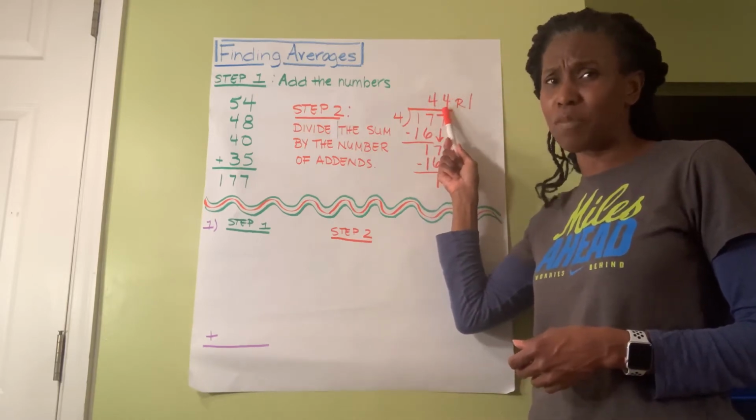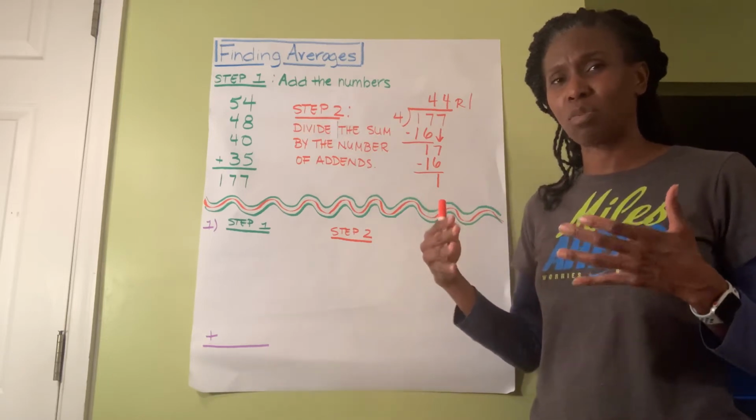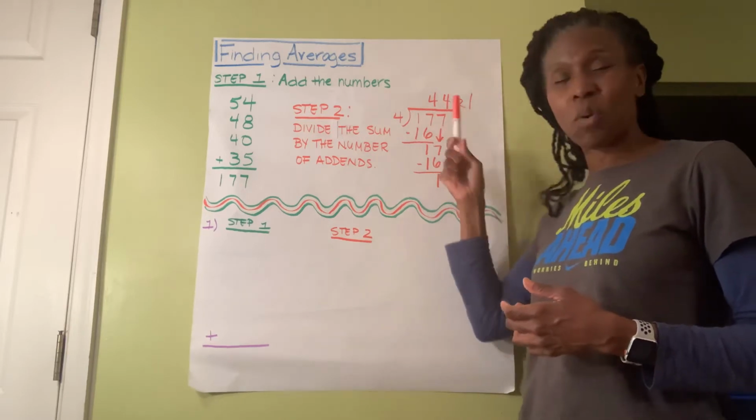I'm not going to say 44 with a remainder of 1. You can't have 44 caribou with the remainder of 1. You either have 44 or you don't. So the answer would be 44 caribou.